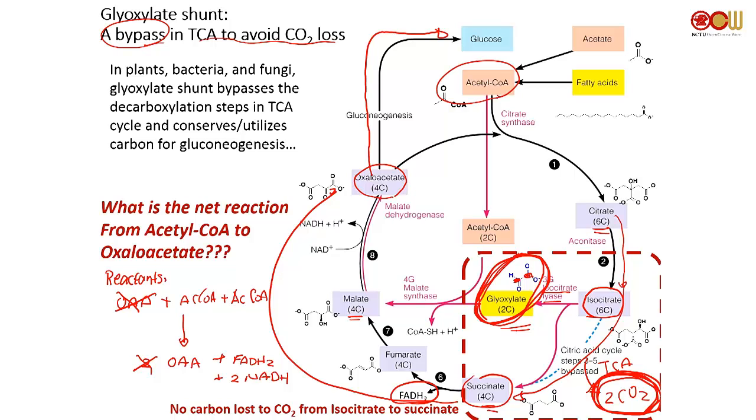Acetyl-CoA is the degradation product of fatty acids and acetate. So if you have the glyoxylate shunt, you can convert fats to sugars.